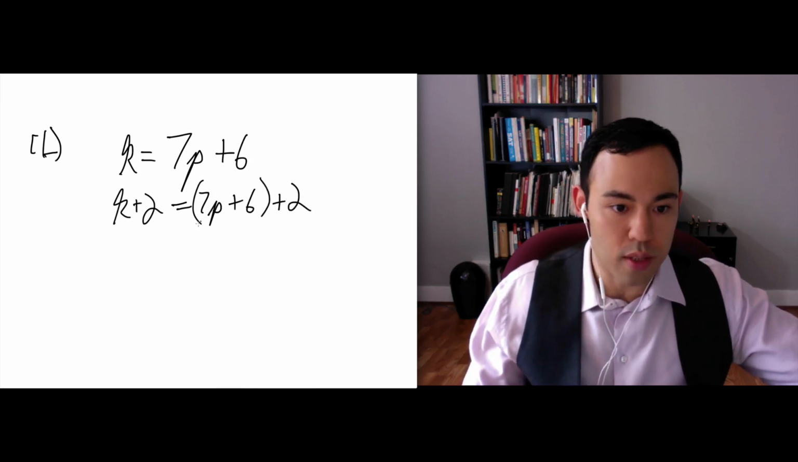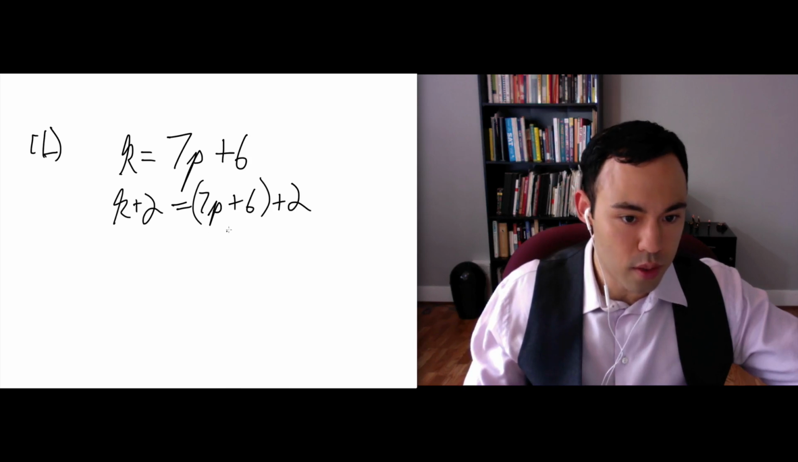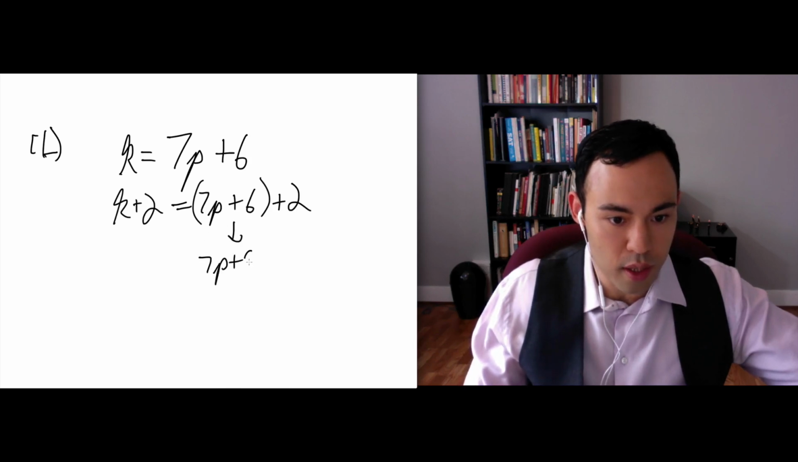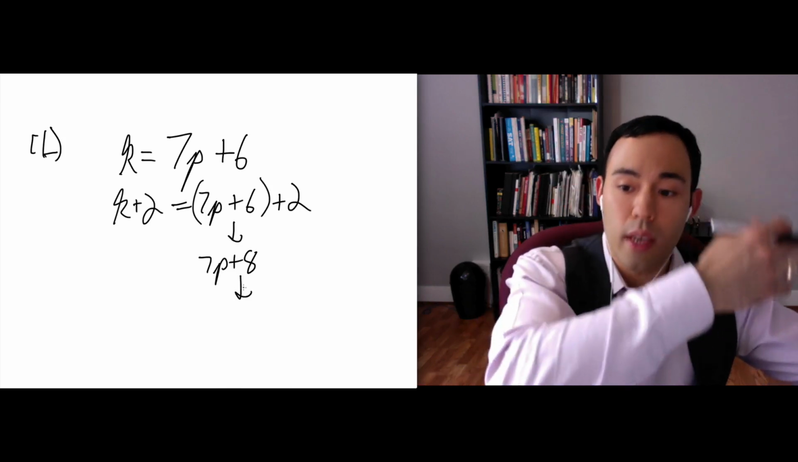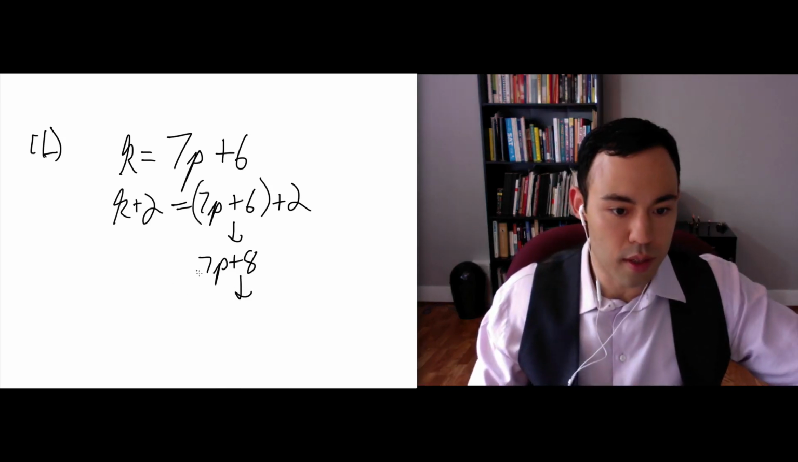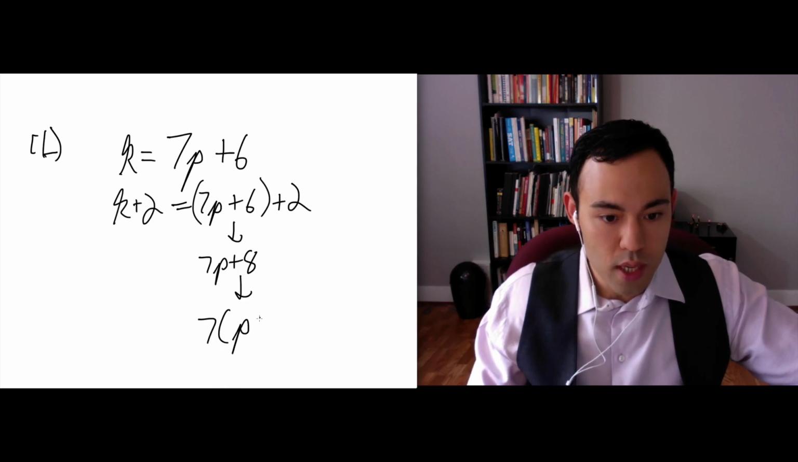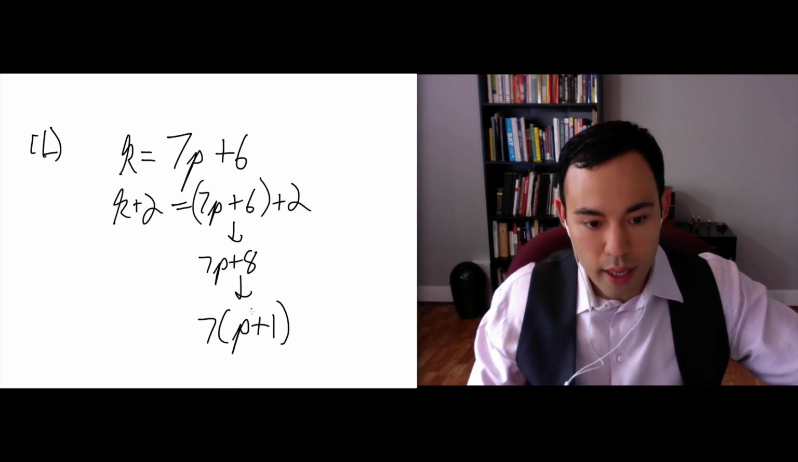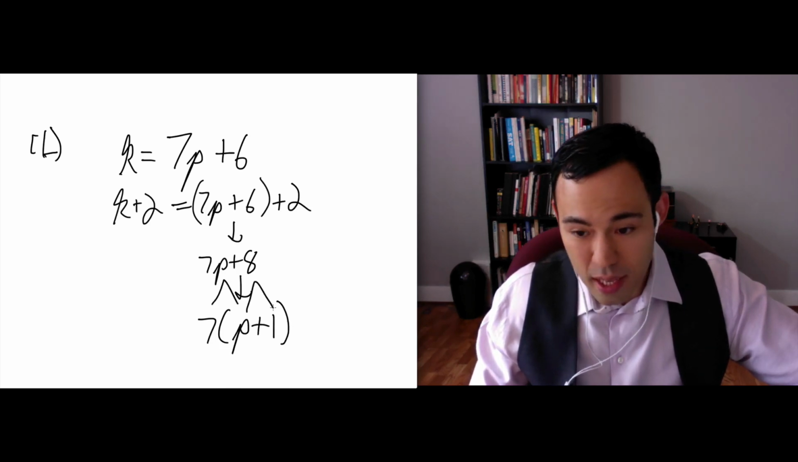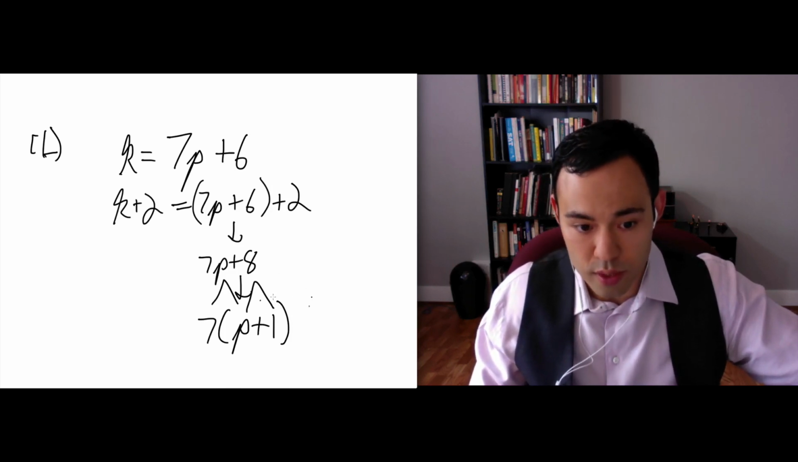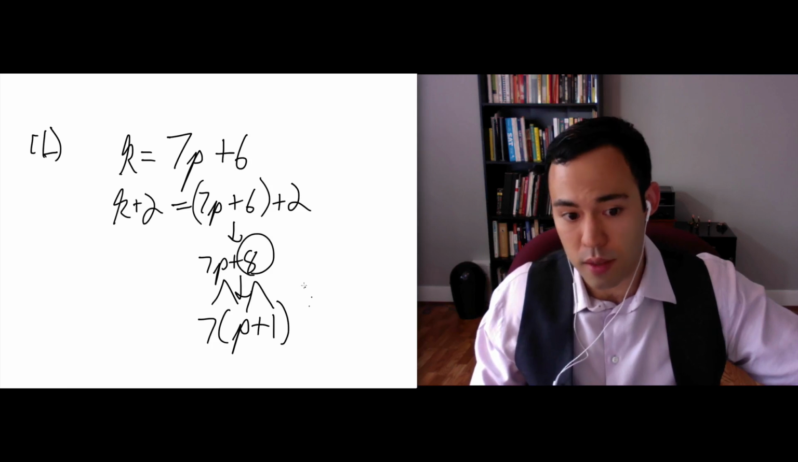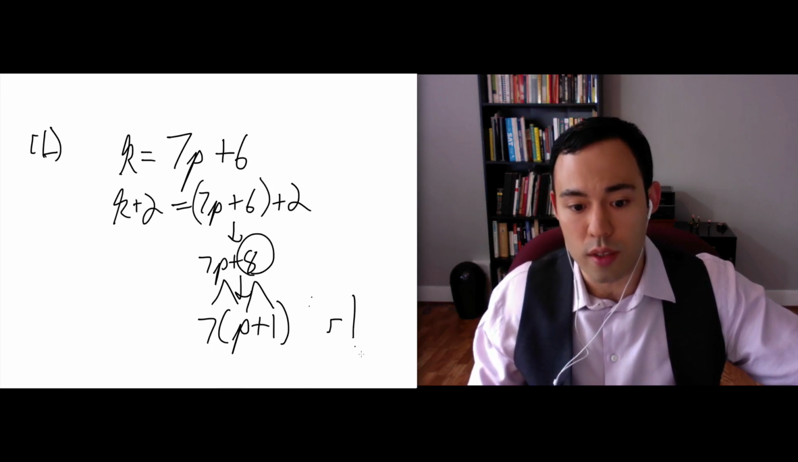When this is divided by 7, what happens? Okay, so here we have 7p plus 8. When we divide it by 7, which is the equivalent of pulling out a 7 from the entire thing, we get 7p plus 7 with a remainder of 1, because 7 times 1 equals 7, and 8 minus 7 is equal to 1. So then we see that the remainder is equal to 1.